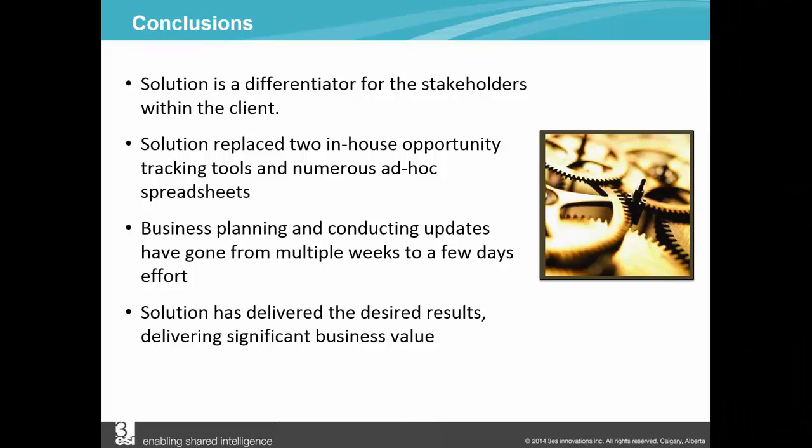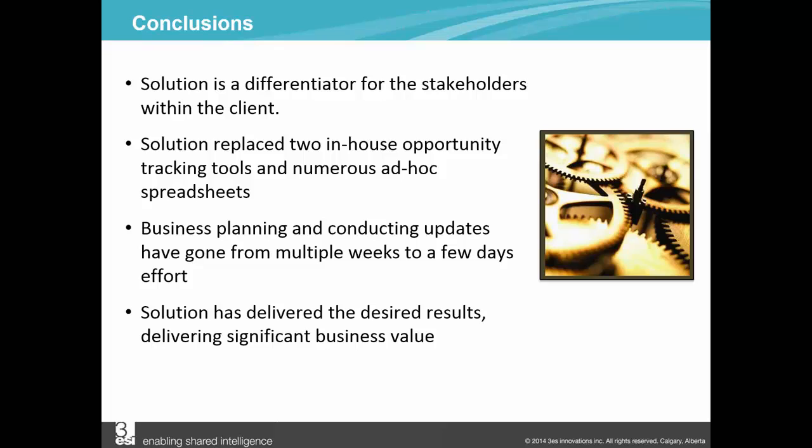An extension of that is that in a recent internal post-deployment evaluation, the efficiency of the asset team members was rated as being 30% greater after the deployment of AIS compared to previously. With that number in mind, the solution has delivered the desired results and delivered significant business value to the Chevron organization. So that concludes my presentation today.